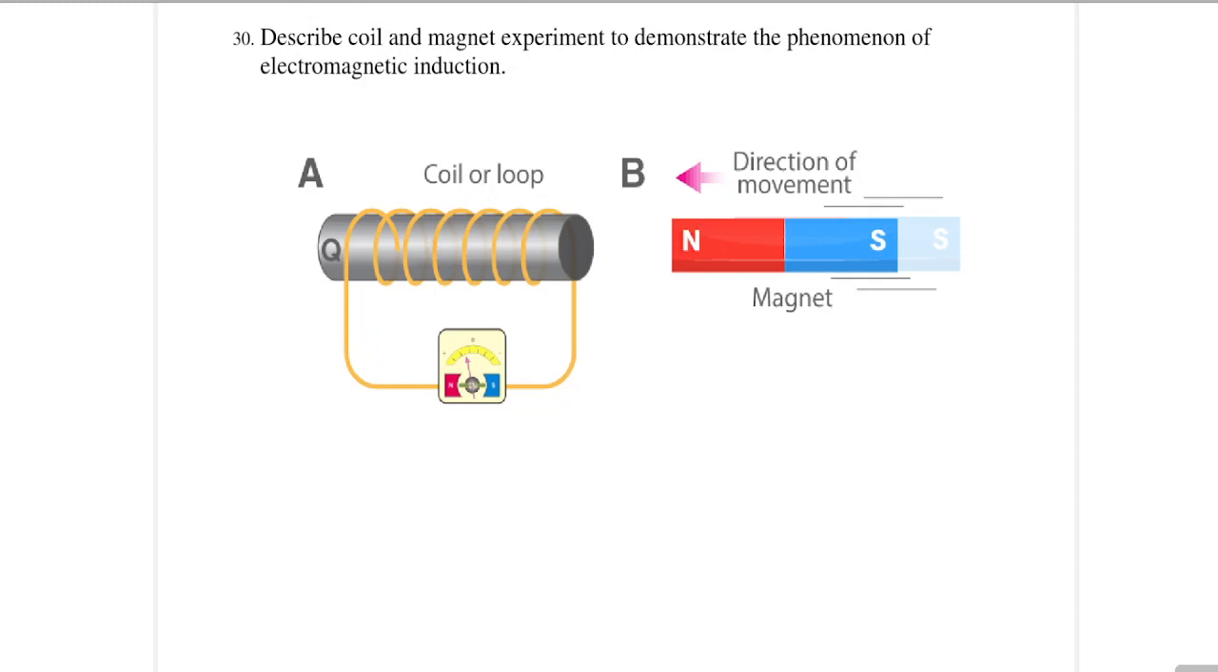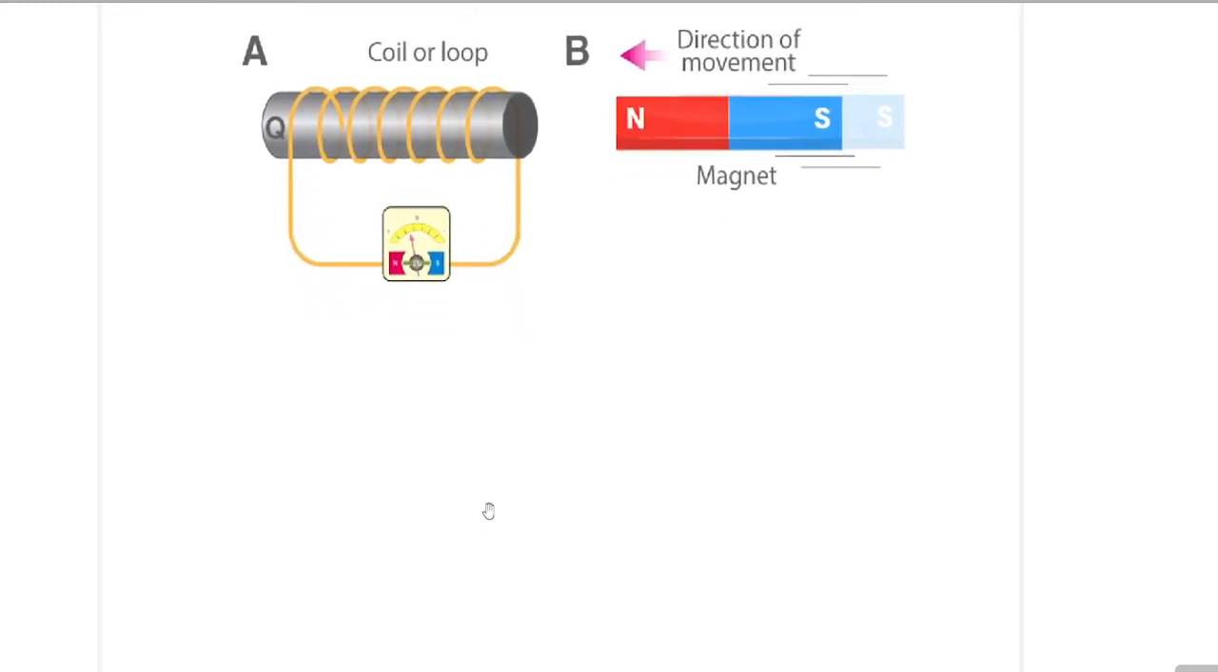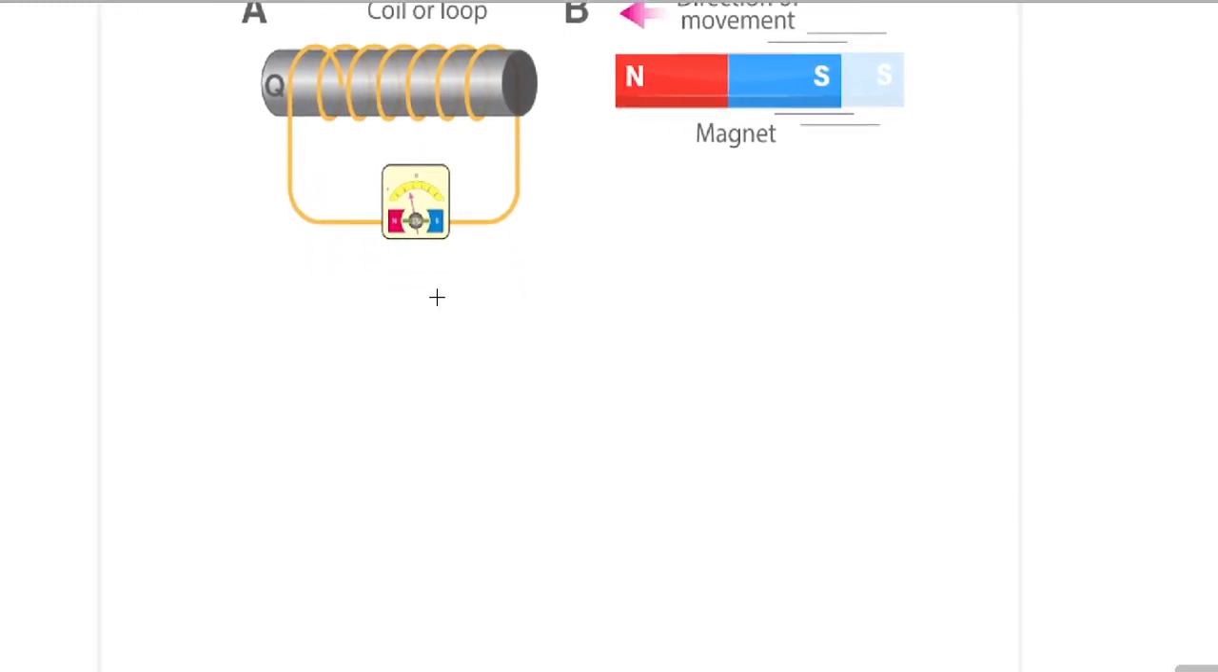Question 30 says, describe the coil and magnet experiment to demonstrate the phenomenon of electromagnetic induction. To understand this, a diagram is drawn, and in the exam you should draw a diagram like this. There is a coil which is taken. I put the diagram just to get a feel of how things will be.